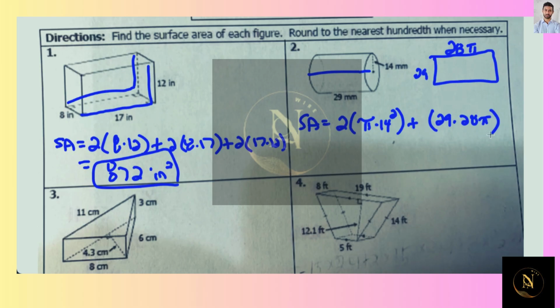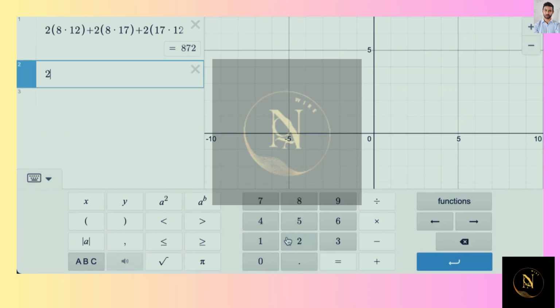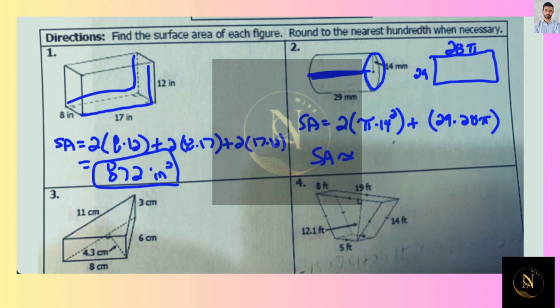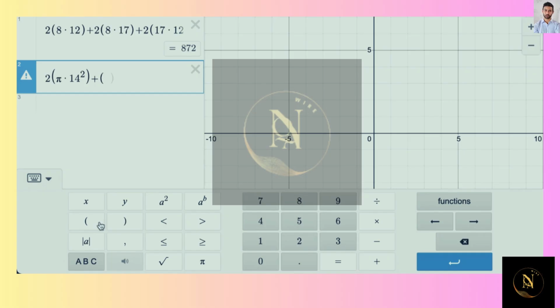Again, to understand the concept, we've got 2 times the circle bases plus a rectangle that's 29 by 28 pi, to the nearest hundredth. So 2 times pi times r squared plus 29 times 28 pi. So 3782.48.